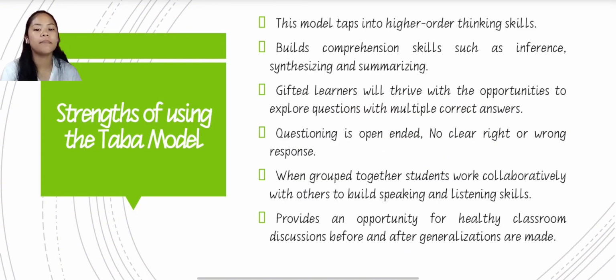Strengths of using the Taba model. This model taps into higher order thinking skills, builds comprehension skills such as inference, synthesizing, and summarizing. Gifted learners will thrive with opportunities to explore questions with multiple correct answers. Questioning is open-ended, with no clear right or wrong response. When grouped together, students work collaboratively with others to build speaking and learning skills, which provides an opportunity for healthy classroom discussions before and after generalizations are made.